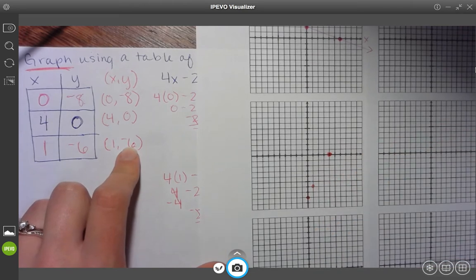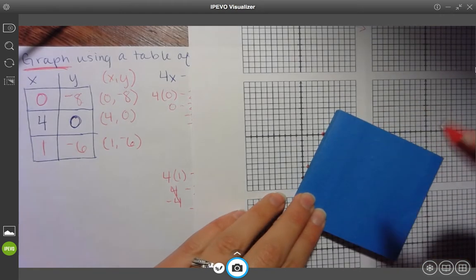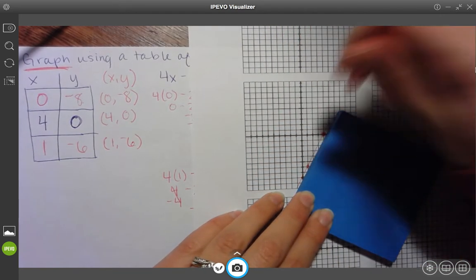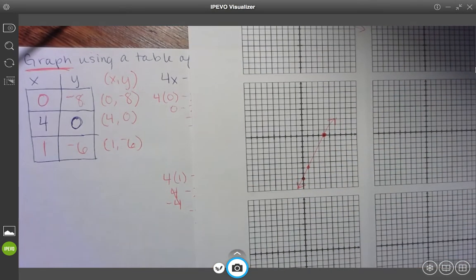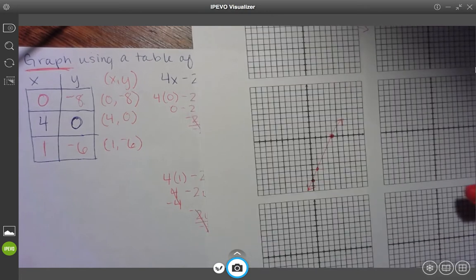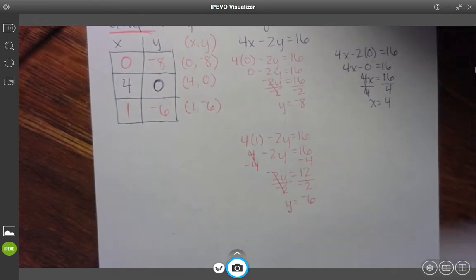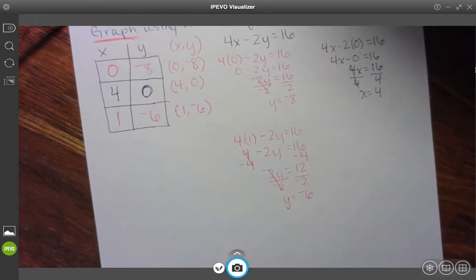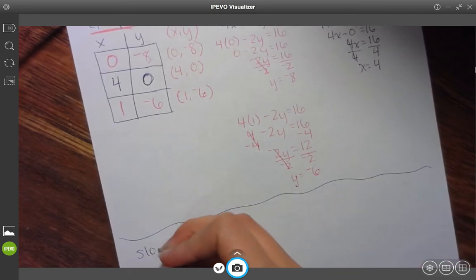Again, use a straight edge to draw your line. Put my arrows. And that is how you graph using a table of values. Right? So what we're going to talk about next is slope. All right? So now we're getting into more of 3-3. All right? So let's kind of section this off. We're going to talk about slope.